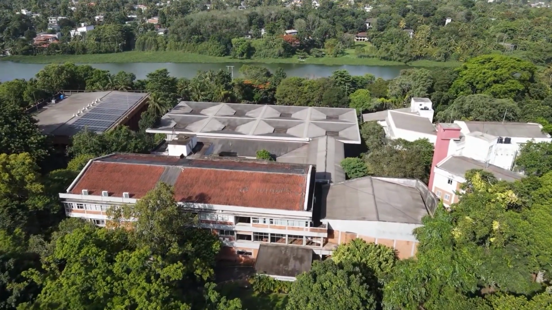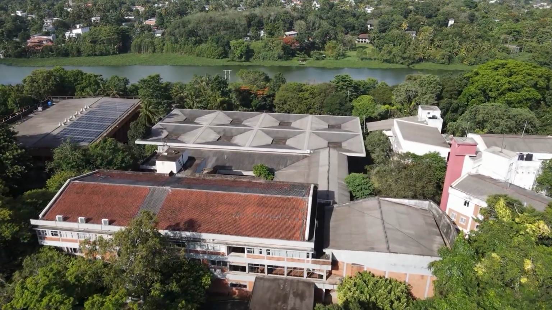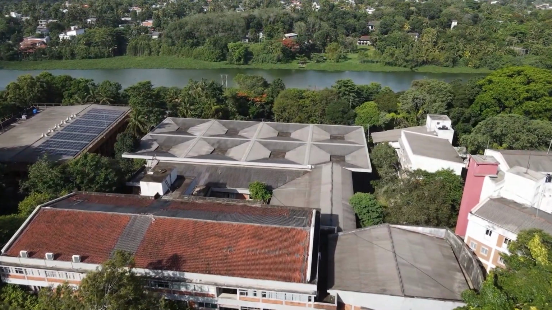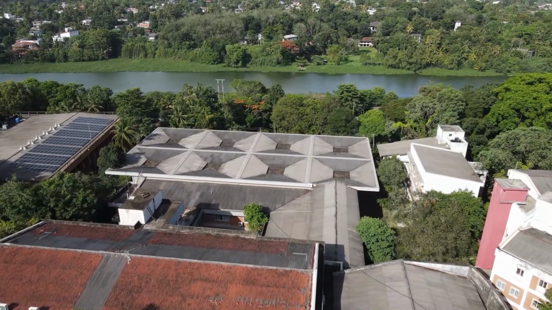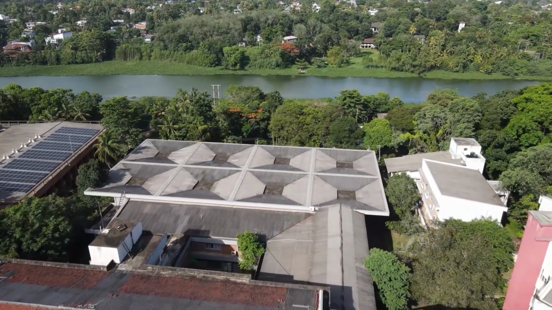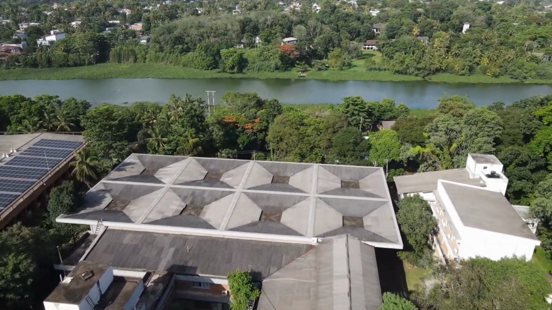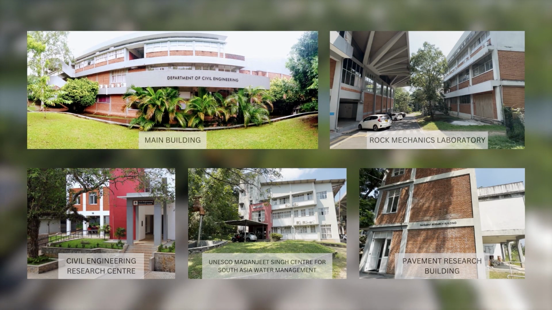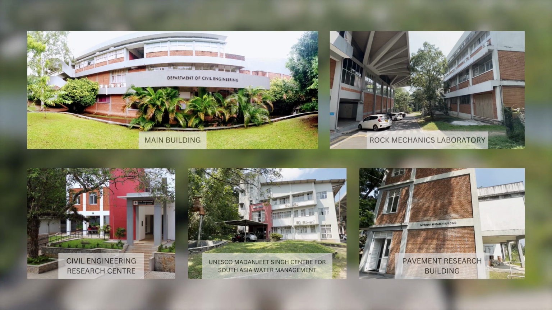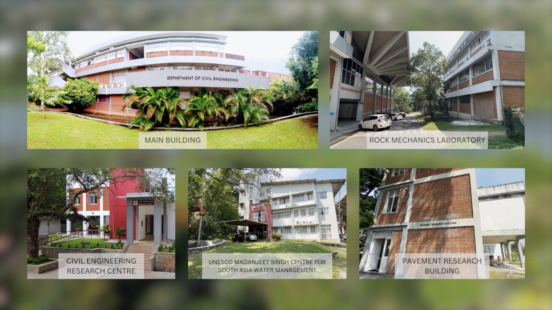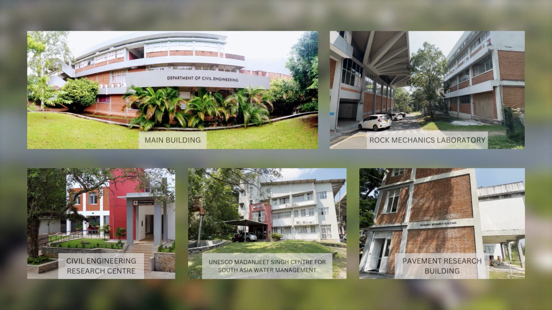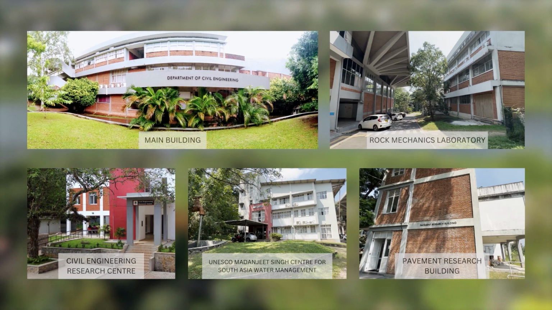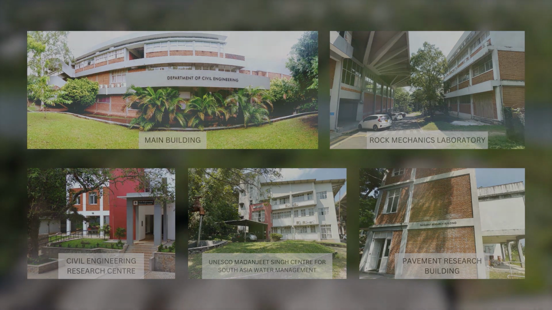The Civil Engineering Building Complex has many features of civil engineering design and construction and consists of a total built area of nearly 8,000 square meters. The department complex comprises the main building, Civil Engineering Research Center, UNESCO Madanjeet Singh Centre for South Asia Water Management, Rock Mechanics Laboratory, and Pavement Research Building as the main components.